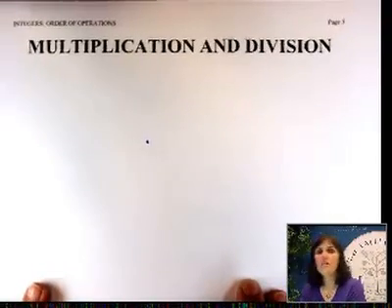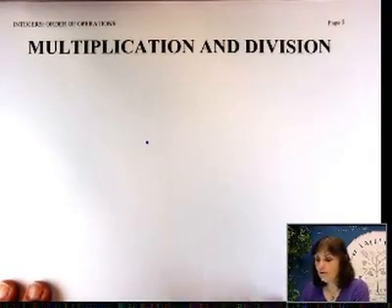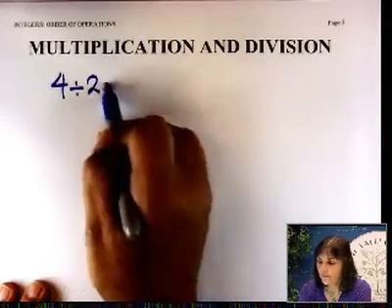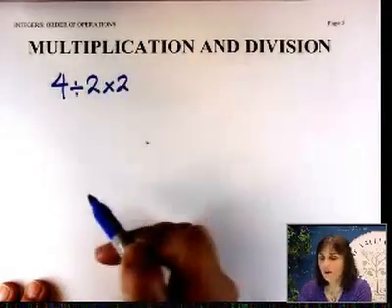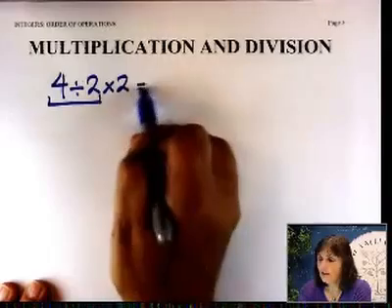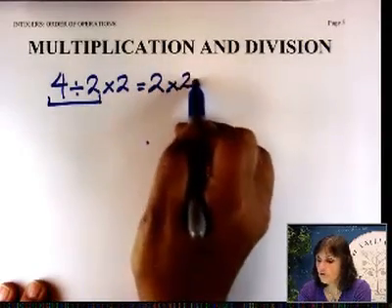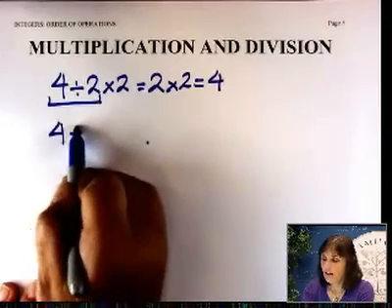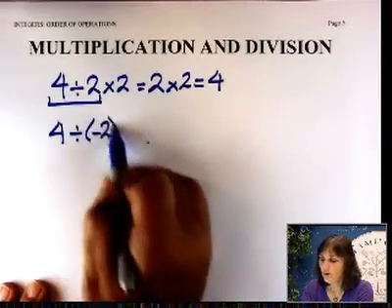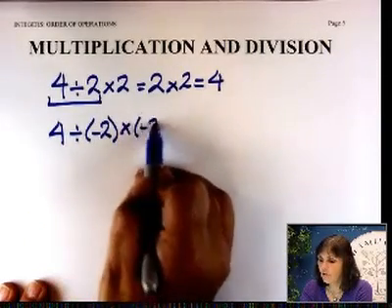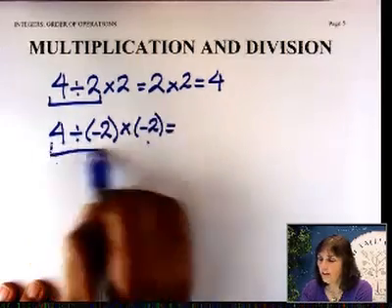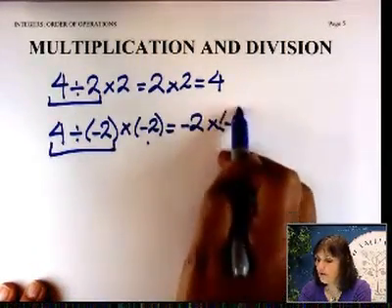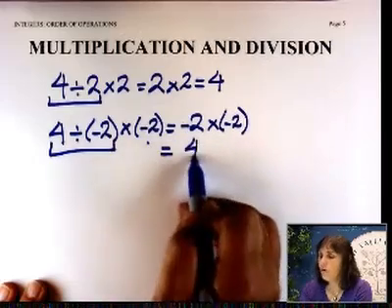Multiplication and division, you also do them left to right. Let's say I have something like that. 4 divided by 2, that's 2, times 2, that's 4. How about signed ones? 4 divided by negative 2 times negative 2. How's that work? 4 divided by negative 2, that's negative 2, times negative 2. Double negative, that's positive 4.